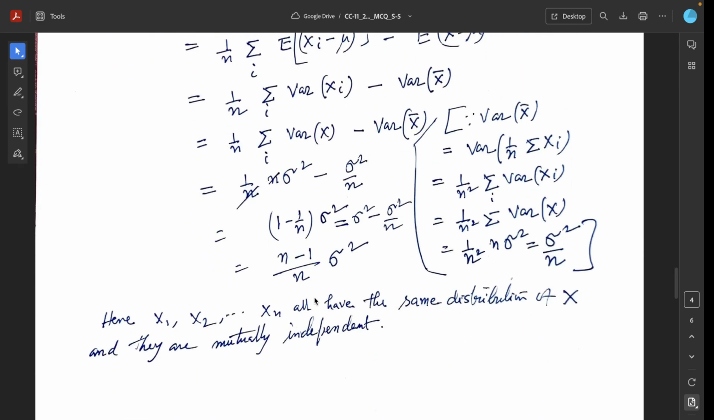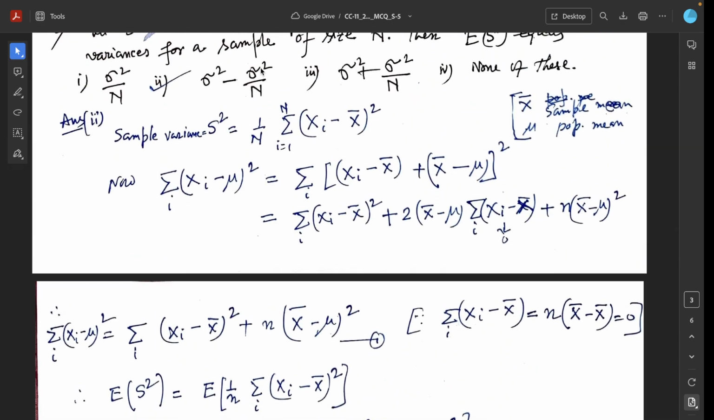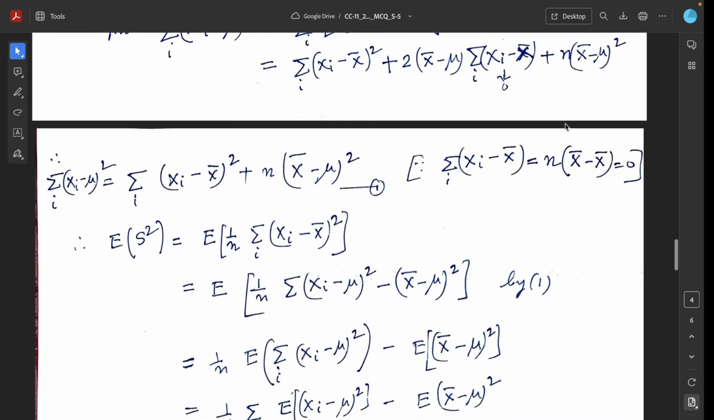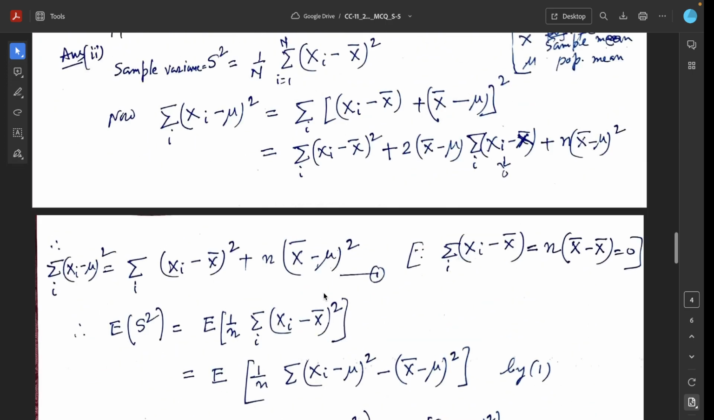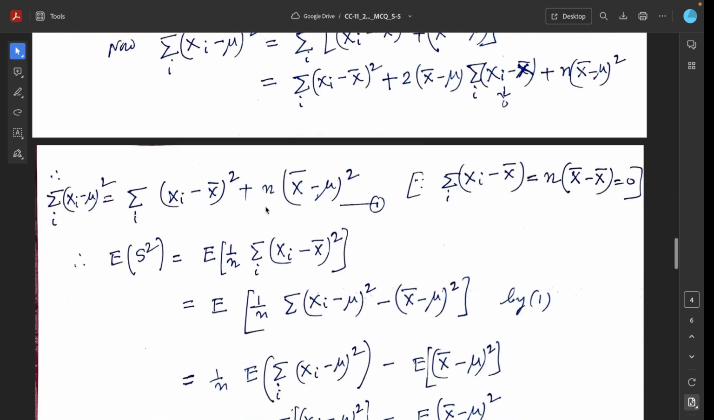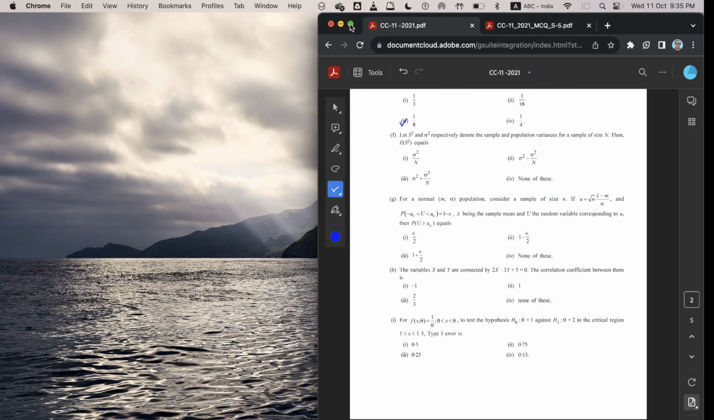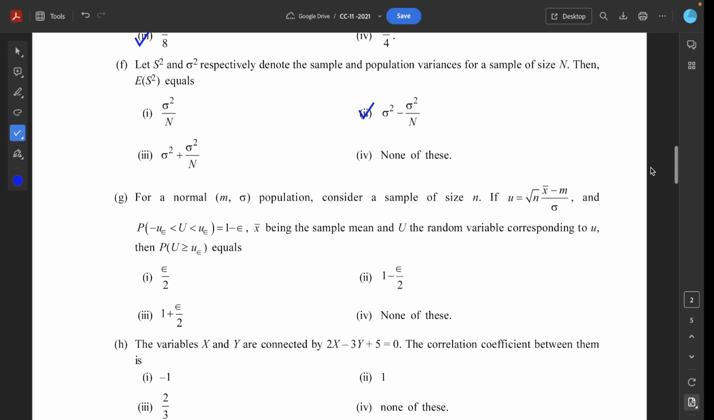Here, small n is wrongly printed. According to our question, this is capital N. So the correct answer is σ² minus σ²/N. Please replace small n with capital N. Here it is capital N, but it is wrongly written as small n. Please rectify this.